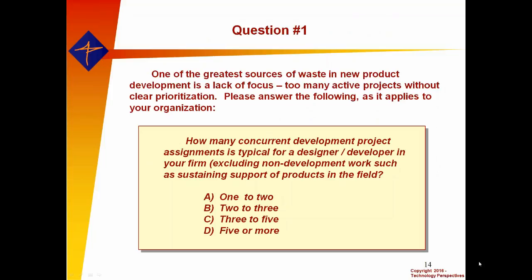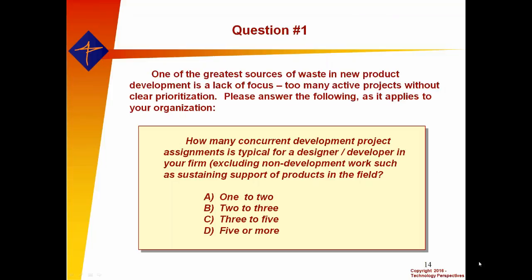Okay, excellent. So just to read the slide to you, one of the greatest sources of waste in new product development is a lack of focus. Too many active projects without clear prioritization. It's fine to have a lot of active projects if they're clearly prioritized. So those projects that are very low on the priority scale literally will be on hold while higher priority work is done. That's fine. But the goal here is more focus.